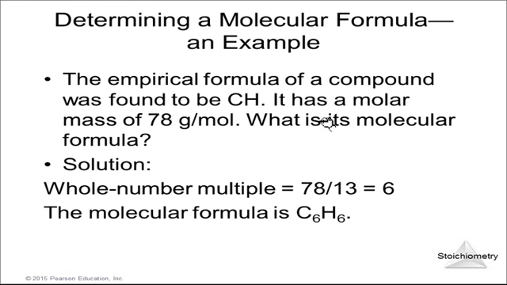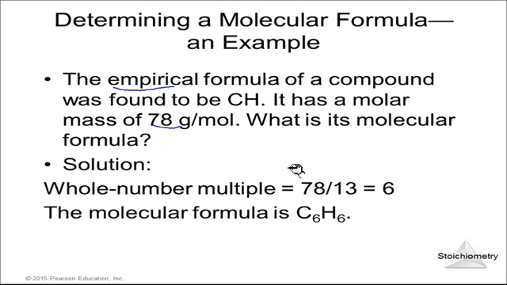Okay, so the empirical formula of a compound was found to be CH. Remember, this is that reduced fraction, so they're giving me the empirical formula. They're telling me that the compound actually has a molar mass of 78 grams per mole, and they're asking me, based on this information, what is its molecular formula? This sounds a lot worse than it is.